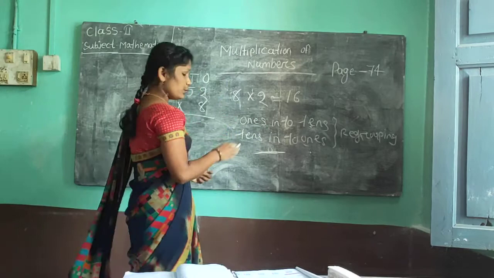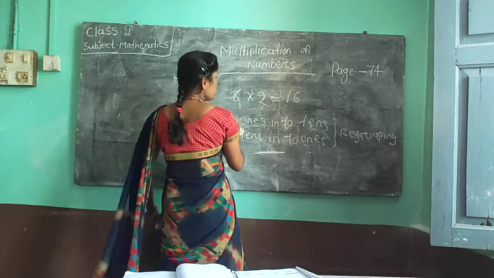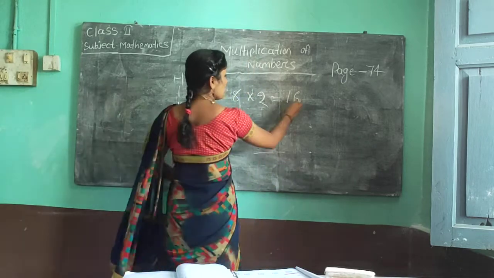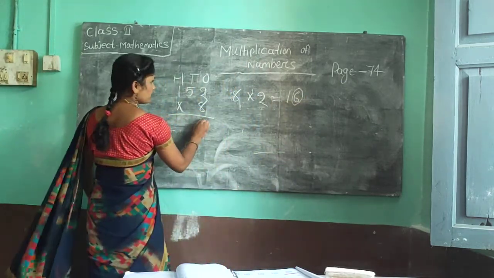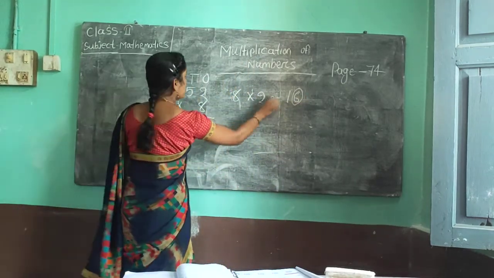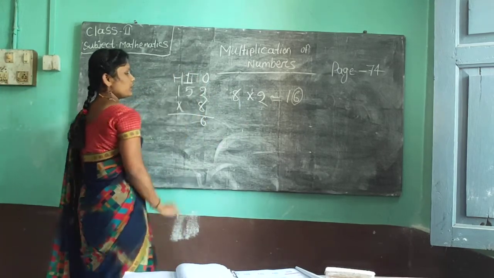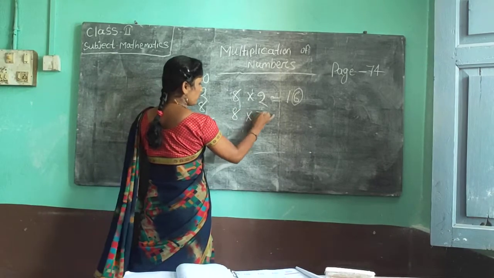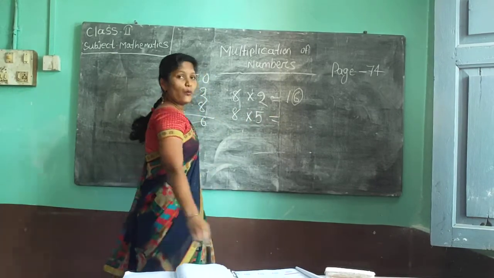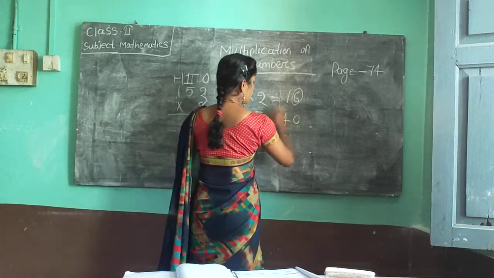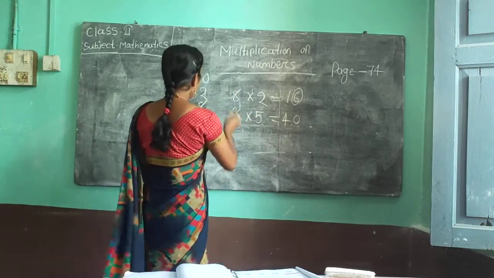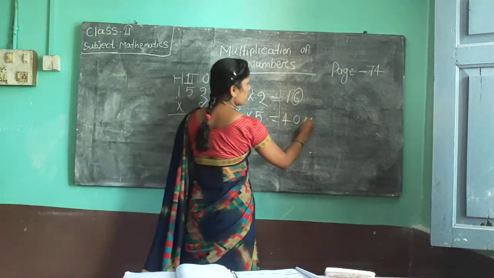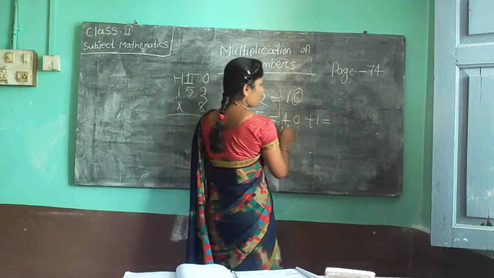Okay? So how to do it? See. 8 twos are 16. 16 means what? 6 ones, 1 ten. So write 6 here in the ones place. Okay? 1 carry to the tens place. Next, 8 into 5. 8 fives are 40. 1 is already there. So 40 plus 1. How much? 40 plus 1.